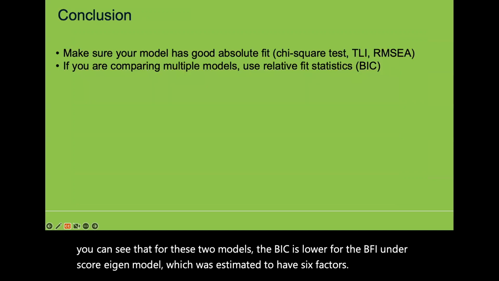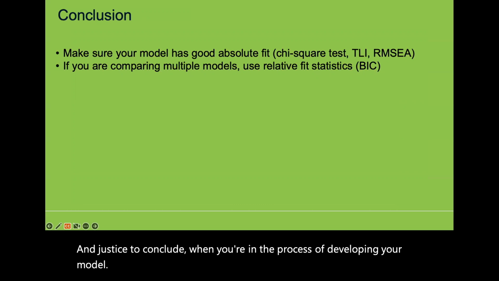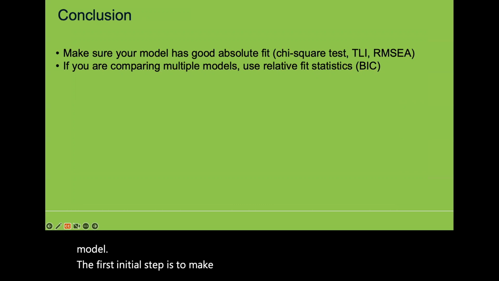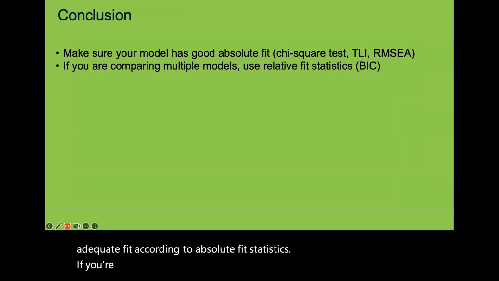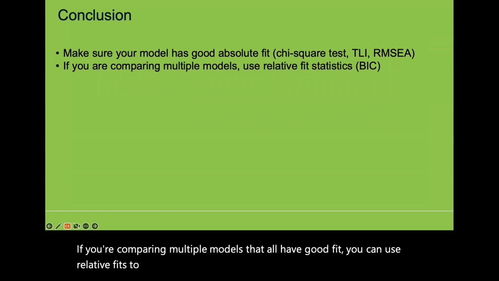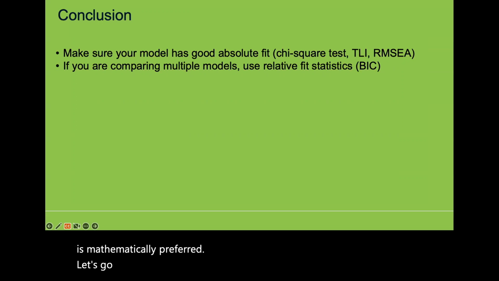And just to conclude, when you're in the process of developing your model, the first initial step is to make sure your model or the models have adequate fit according to absolute fit statistics. If you're comparing multiple models that all have good fit, you can use relative fit statistics to make an empirical determination about which model is mathematically preferred. Let's go through our tutorial in R.